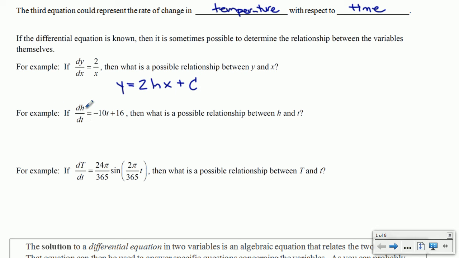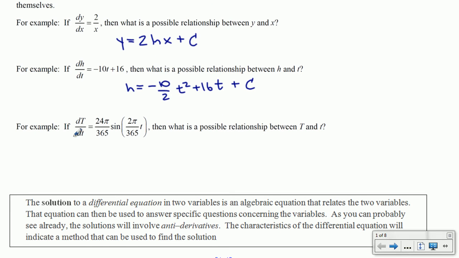The other one, dh dt, is negative 10t plus 16. A possible relationship between h and t. Again, where did this derivative come from? It would have come from negative 10 over 2 t squared plus 16t plus some constant of your choosing. So we could reduce this, right? But ultimately the derivative of this would give negative 10t, so that's what we need.